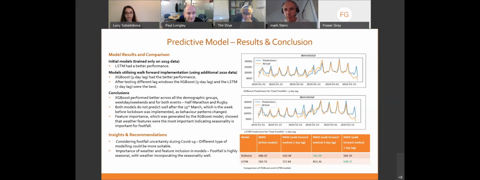This is the XGBoost model, showing how seasonality definitely affects the footfall patterns.